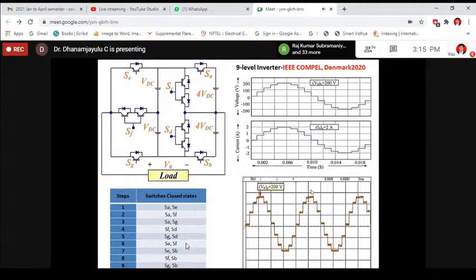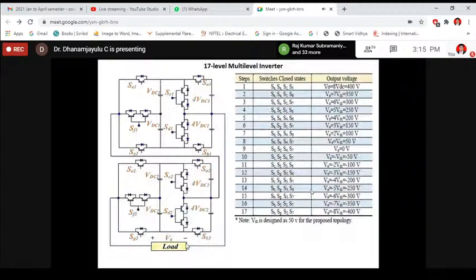And I wanted to increase the number of levels. I have cascaded two in symmetrical mode, that is two 9-level MLIs, and 9 plus 9 is 18, minus 1, we will get a 17-level output. So this is the circuit diagram of the proposed 17-level MLI, and this is the switching table.